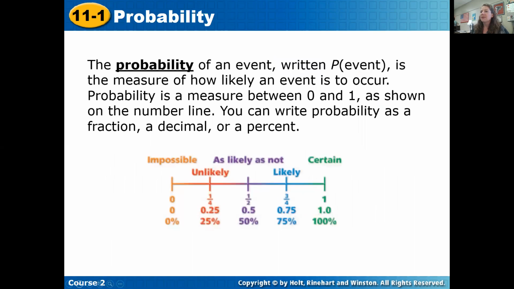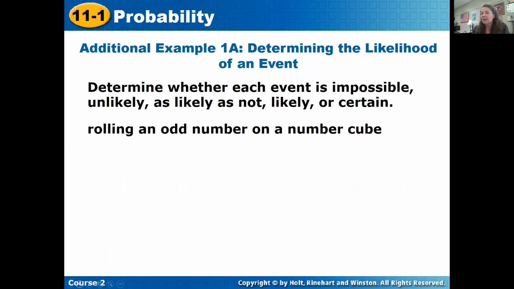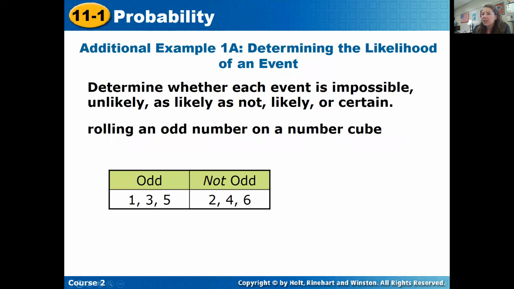The probability of an event, written as P and then parentheses with the event that we're looking for, is the measure of how likely an event is to occur. Probability is a measure between 0 and 1 as shown on the number line. You can write probability as a fraction, a decimal, or a percent. We looked at a little bit of this last week. So determine whether each event is impossible, unlikely, as likely as not, likely, or certain.